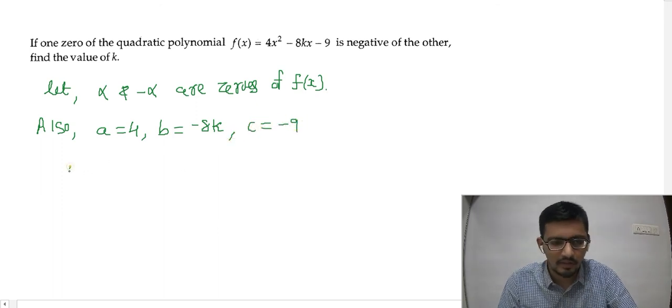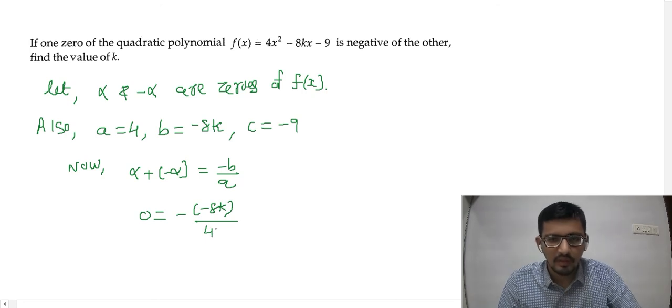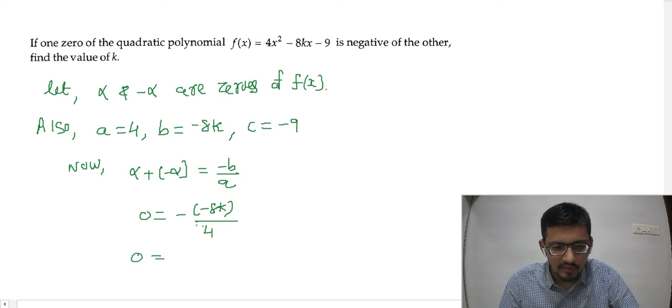And finally, what is c? Minus 9. So now the sum of roots, which is alpha plus minus alpha, what will I get? Minus b by a. So here plus minus minus, alpha will get cancelled, what will you get? 0. Minus as it is. What about b? B is minus 8k. And what about a? A is 4. So very clearly we can see 4 will go to that side, so 0 into something, answer 0, and minus minus plus 8k. So what is k? 0 divided by 8, which is 0. So k equal to 0 is your required answer.